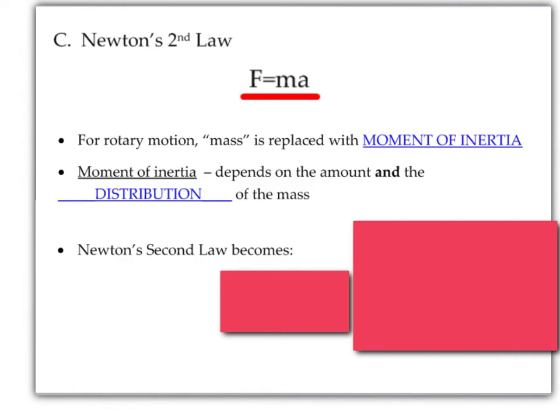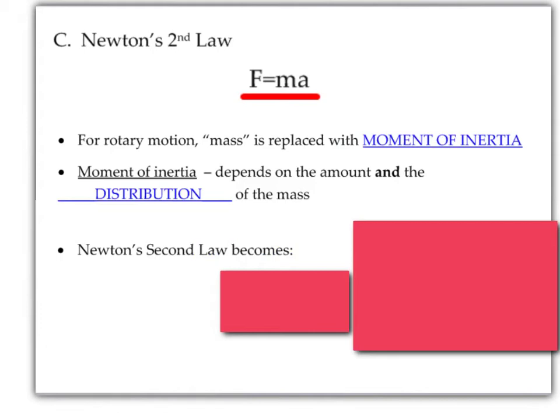So for our second law, I kind of covered up some things because I didn't want you to get too far ahead. The second law was the formula one where you have F equals ma. When we're talking about things that are rotating or spinning, we're going to take the word mass and replace it with this thing called moment of inertia. And moment of inertia is something that depends on the amount and the distribution of the mass. So for example, have you ever seen the ice skater when they're spinning around in a circle and then all of a sudden they pull their arms in, they spin really, really fast?